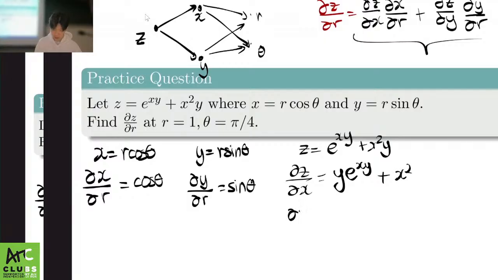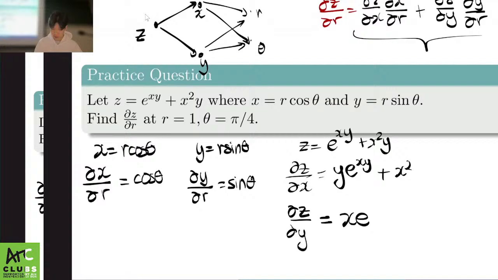Now we have dz on dy. Similarly, x is a constant, so x moves to the front. And y is a constant, so 2xy.